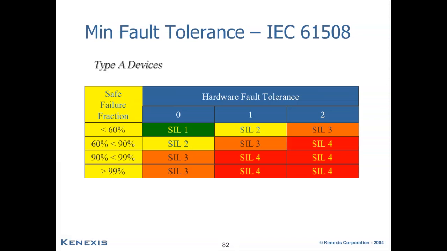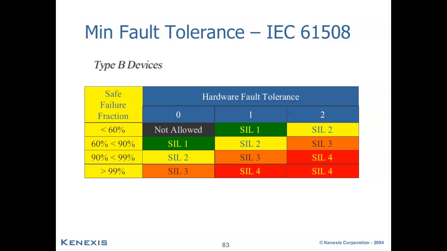With respect to IEC 61508, it defines the minimum fault tolerance in terms of the safe failure fraction and the required SIL. For type A devices, a safe failure fraction of between 60 and 90% may enable a single component to obtain a SIL of 2 without any need for additional components.